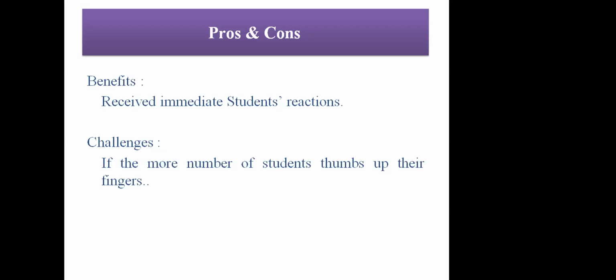Okay, the positive is that the student can teach the faculty, and the faculty can easily solve the issues immediately. That's a positive one. The negative one is if more students thumbs up their fingers at the moment, a problem arises for faculty members. Okay, this is the first method. This method is called the thumbs up and thumbs down method.